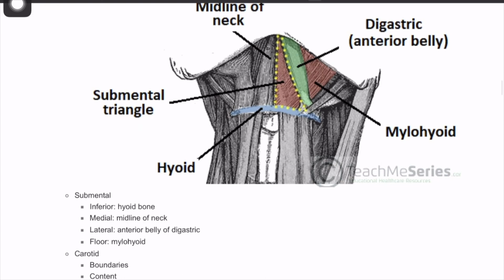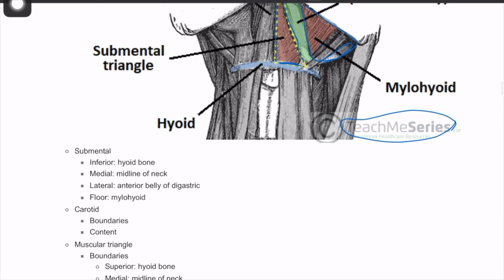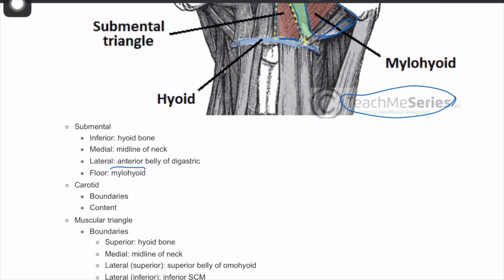Okay, so looking at this one as well, it's even further division. So you have here the mylohyoid muscle, the digastric muscle, and the posterior belly of digastric muscle will be right there. I think this is from Teach Me Anatomy. You will have here a triangle containing the submandibular salivary gland, submandibular lymph nodes, and so on. That's the submental triangle. The boundaries for it are anteriorly the midline, and posteriorly the anterior belly of digastric muscle. Inferiorly is the hyoid bone, and it contains mainly the floor formed by the mylohyoid muscle.